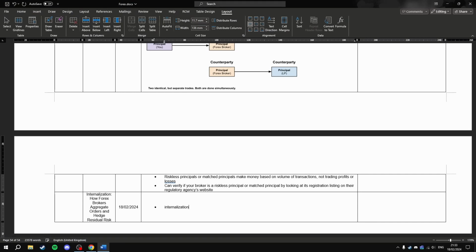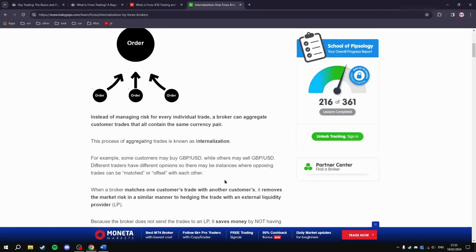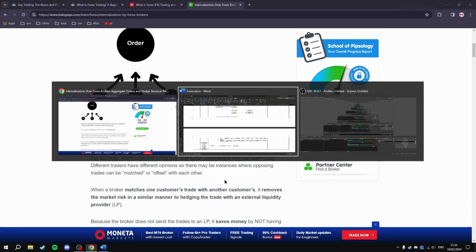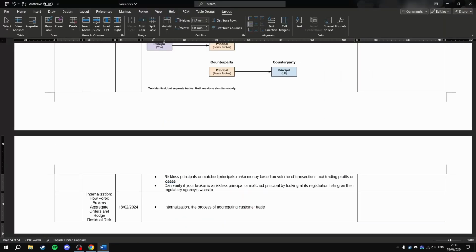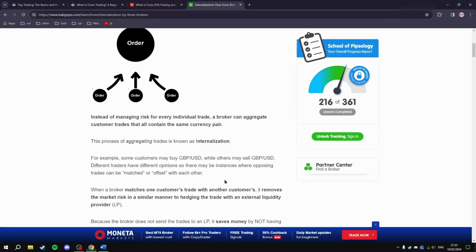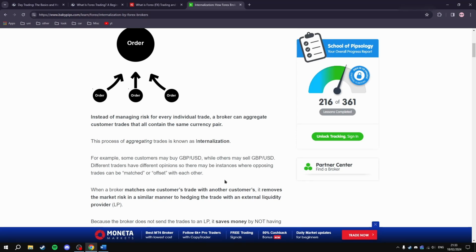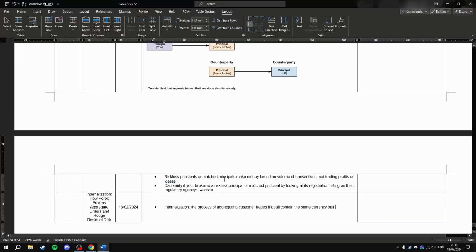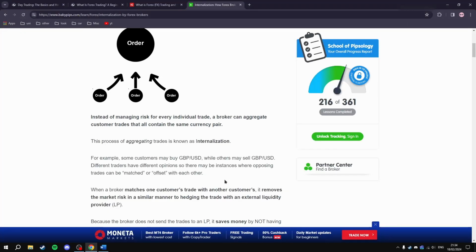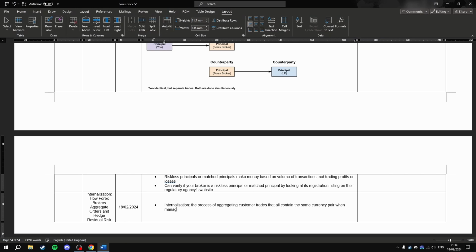So internalization, the process of aggregating customer trades that all contain the same currency pair when managing risks.